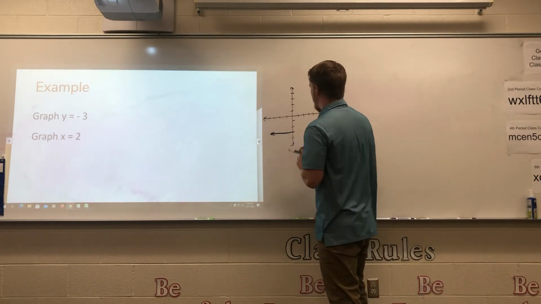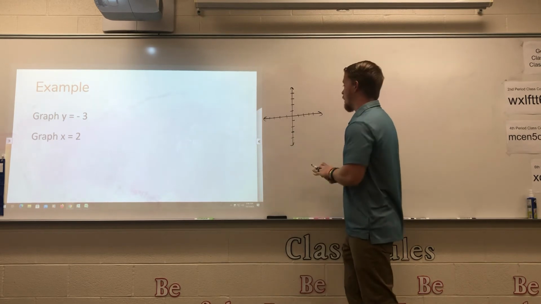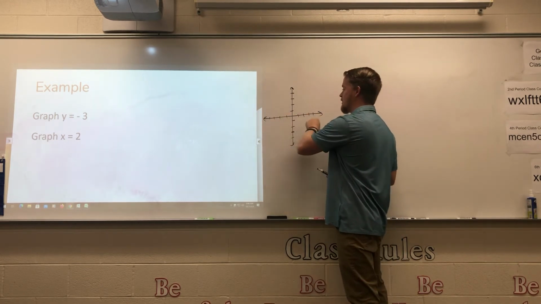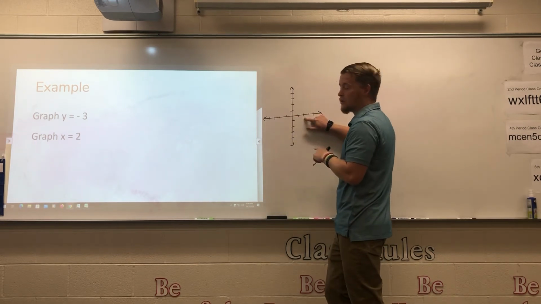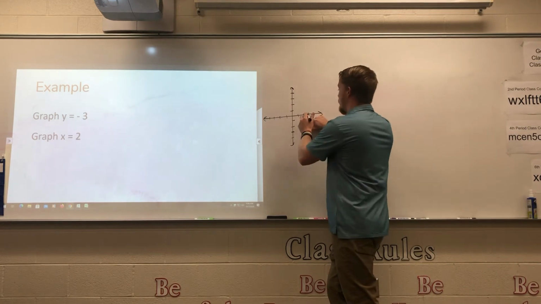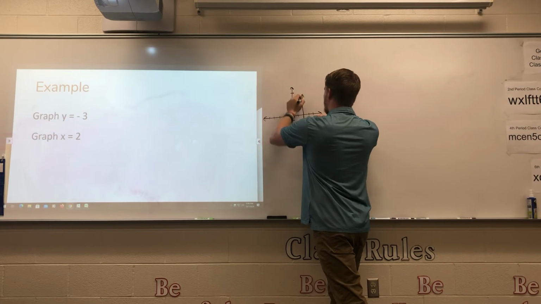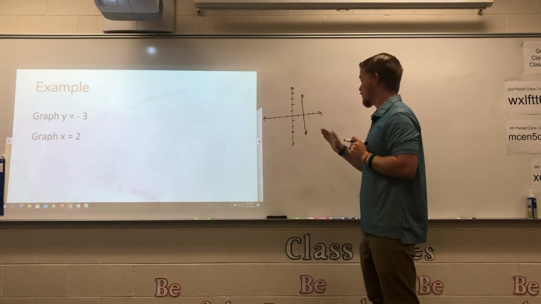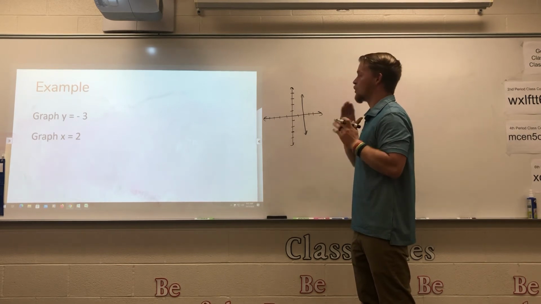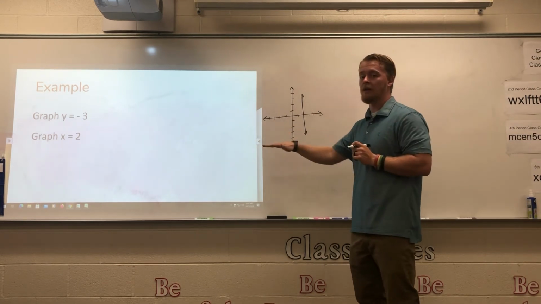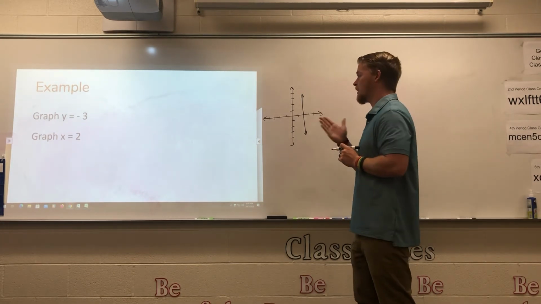So similar to the second one, if we have x equals 2, on the x-axis, this is my x-axis, I go to 2, 1, 2, and it said if you have x equals a number, you make a vertical line. So on x equals 2, I go to here, and I'm going to make a vertical line going straight up and down. So that is my graph for that equation. Okay, so y equals a number, you go make a horizontal line on that number on the y-axis. X equals a number, you make a vertical line on that number on the x-axis.